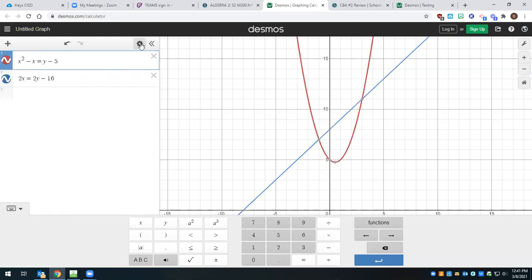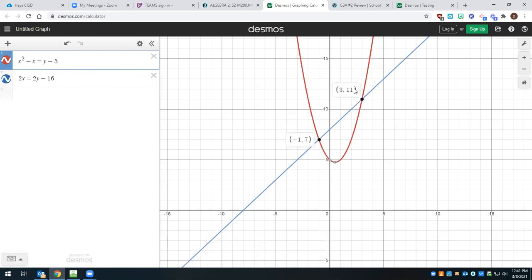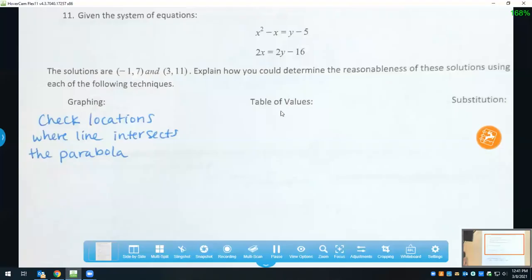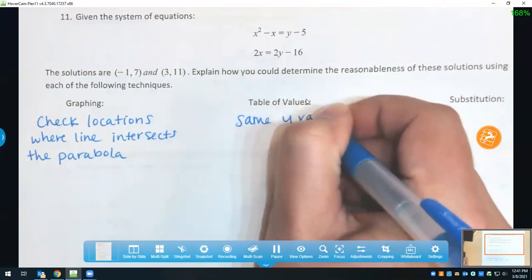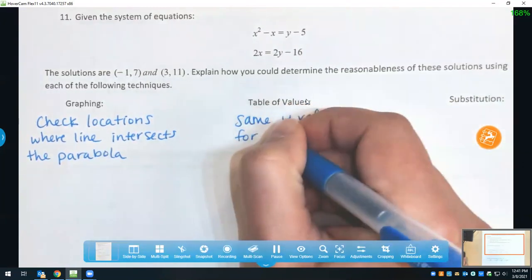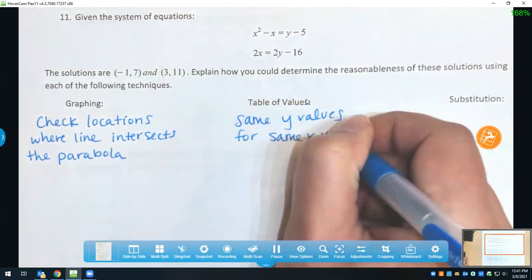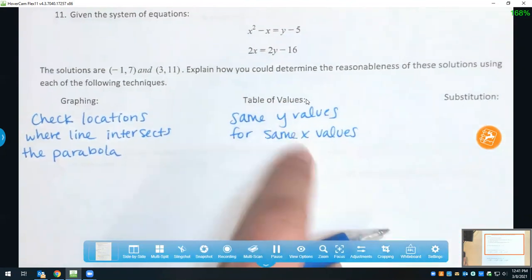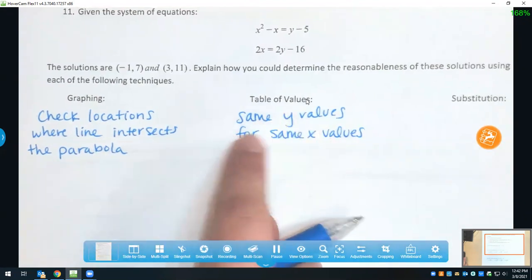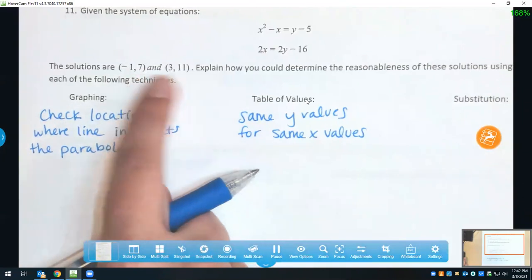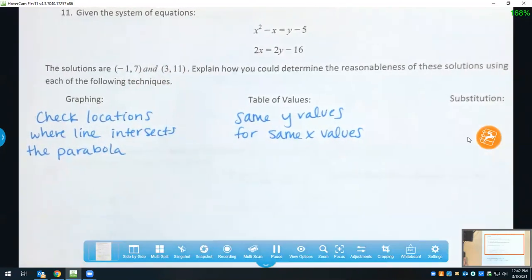Sometimes Desmos is picky about when it'll give you a table. From a table, you would want to see that your x and y coordinates match each other. So from a table of values, we want to see same y values for the same x values. And so what that would mean is that our graphs are in the same spot. It's just not the visual representation. For a table, you just want to see same y values for the same x values, so you know these points exist for both of our equations.